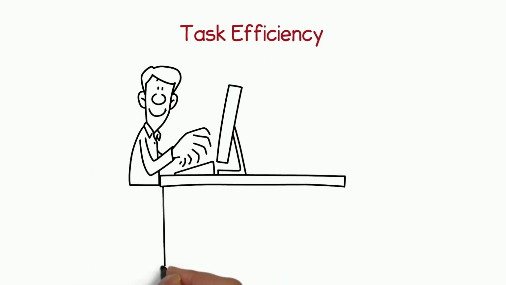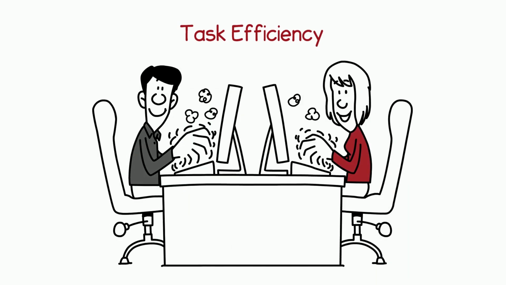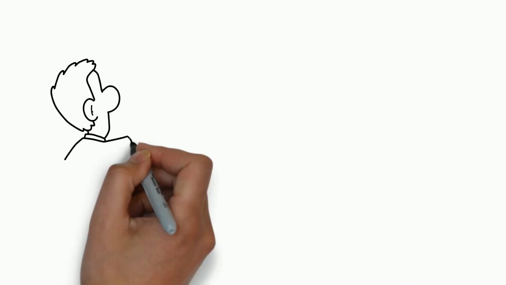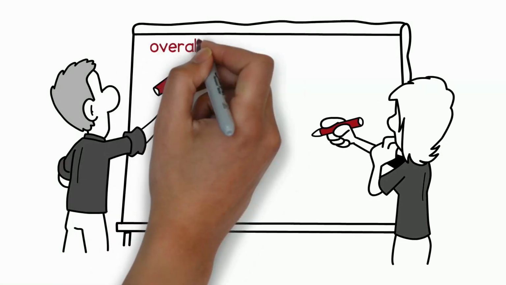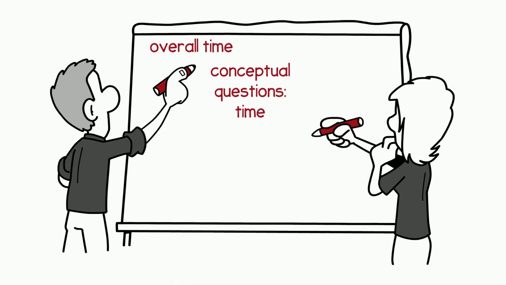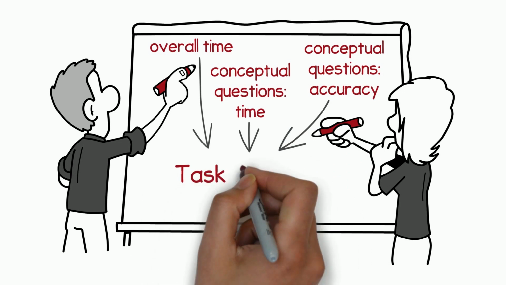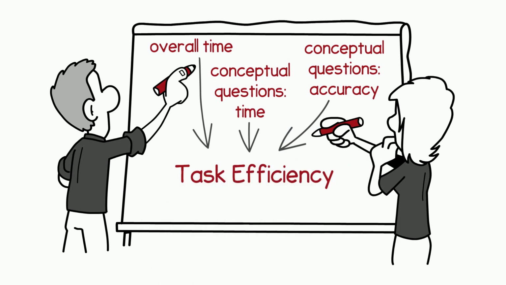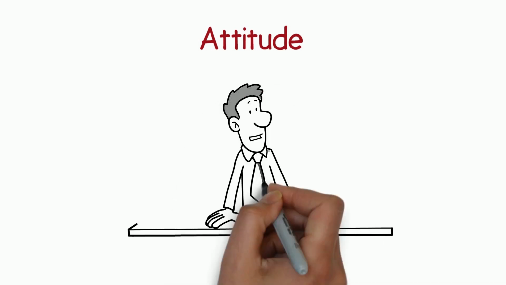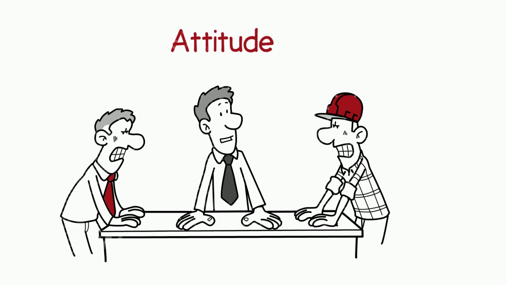The next component is task efficiency. The Shadowmatch worksheet is an end-to-end task, and the efficiency of completing the worksheet is what is measured. To calculate this, the overall time spent on the entire worksheet, the time spent on the conceptual questions, and the accuracy score on the conceptual questions are calculated to determine efficiency. Lastly, Shadowmatch measures attitude. Attitude is an individual's approach to work, life, and everyday situations.